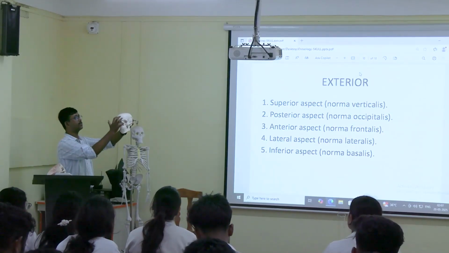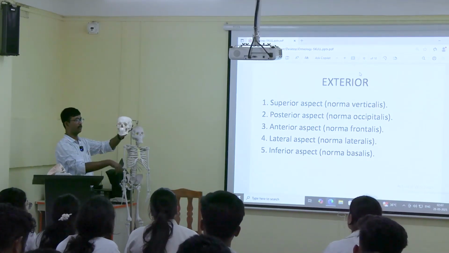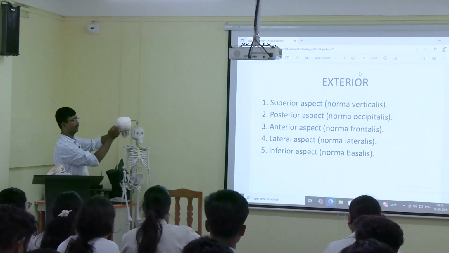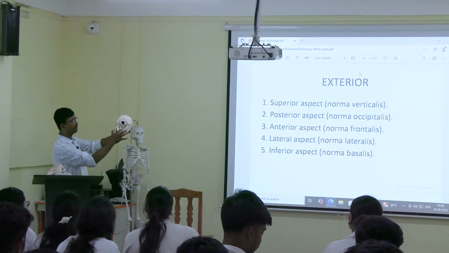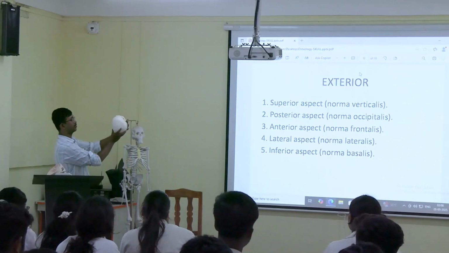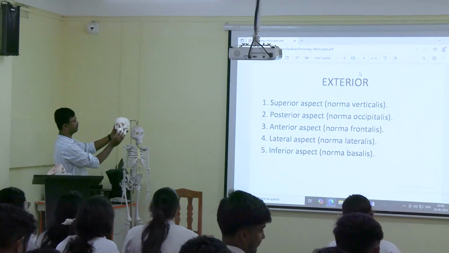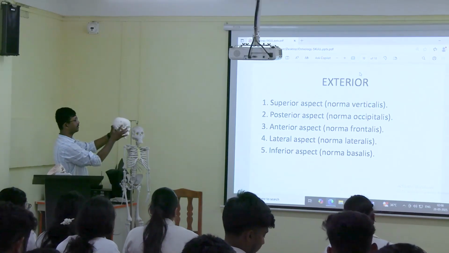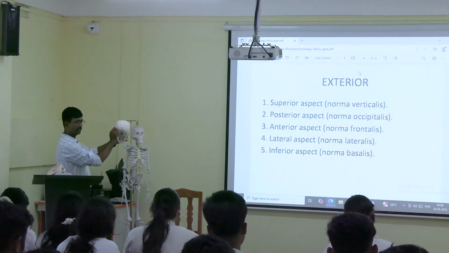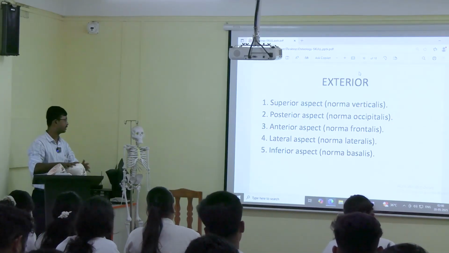The anterior part is known as norma frontalis. The whole anterior part is known as norma frontalis. The posterior part of the skull is your norma occipitalis. The basal part is your norma basalis. And the lateral part is your norma lateralis. Again, the superior part is your norma verticalis. The frontal part is your norma frontalis. Lateral part is your norma lateralis. And posterior part is your norma occipitalis. And basal part is your norma basalis. Okay? These 5 parts.